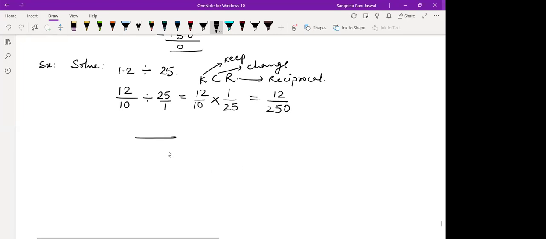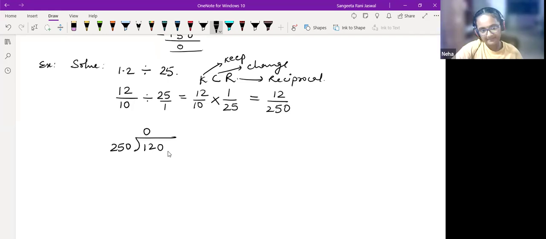Now you can divide. Do it now. This is now a simple division. First, 12 cannot be divided by this, so you will put 0 here. When you put 0 here, then what happens? It becomes 120. Right?